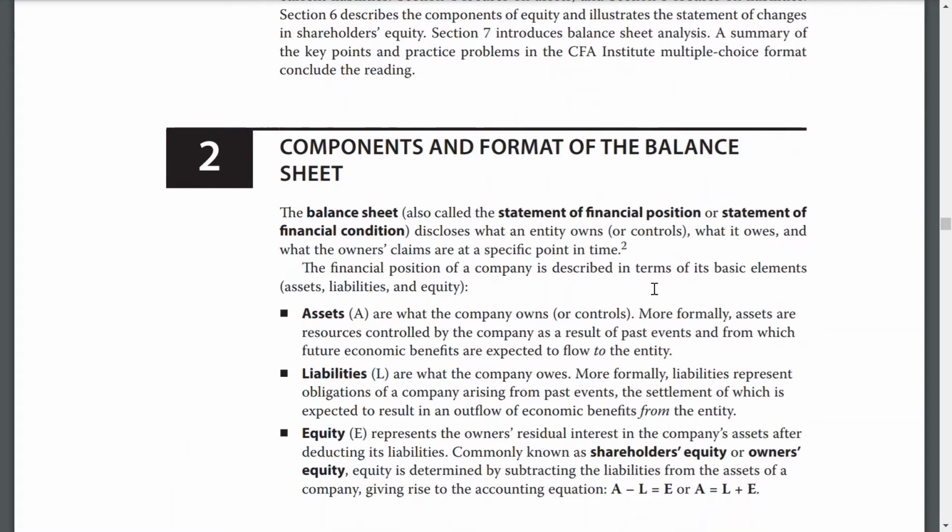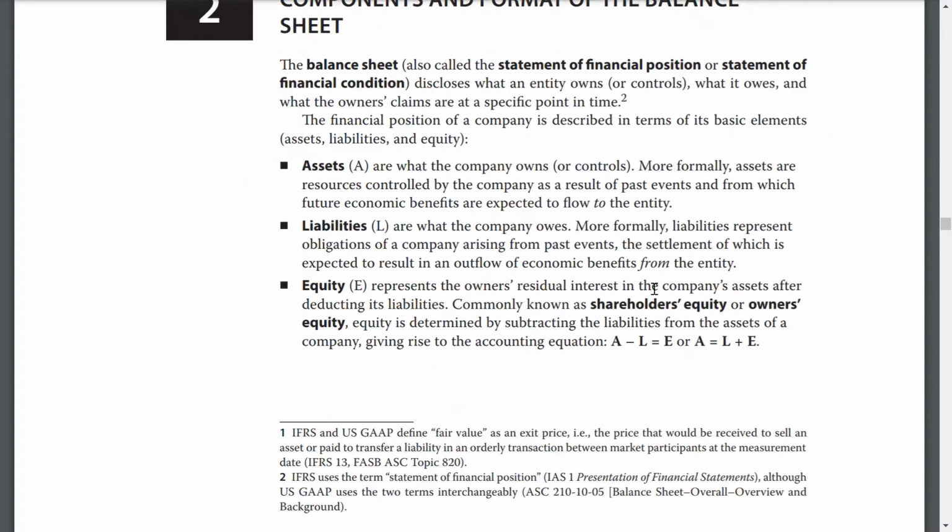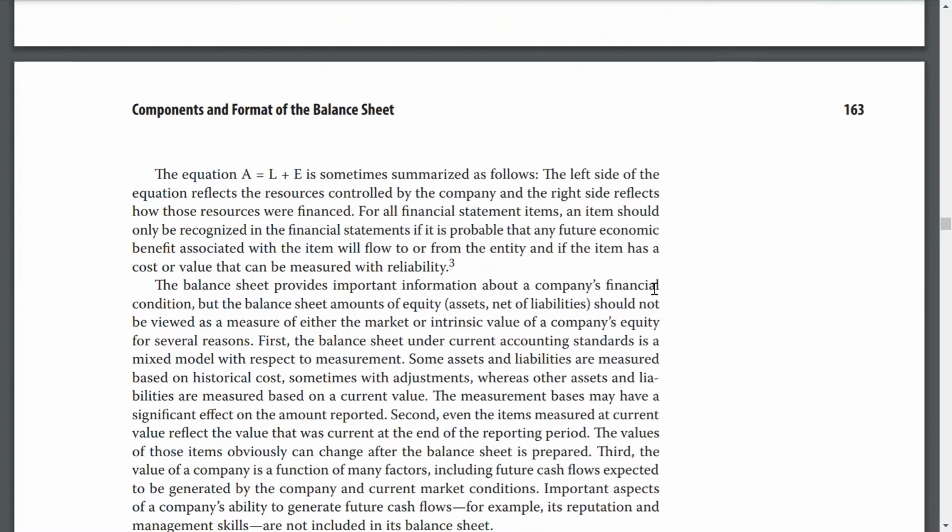Components and format of the balance sheet. The balance sheet, also called the statement of financial position or statement of financial condition, describes what the entity owns or controls, what it owes, and what the owners claim at a specific point in time. The financial position of a company is described in terms of basic elements: assets, liabilities, and equity. The equation A equals L plus E is sometimes summarized as follows.